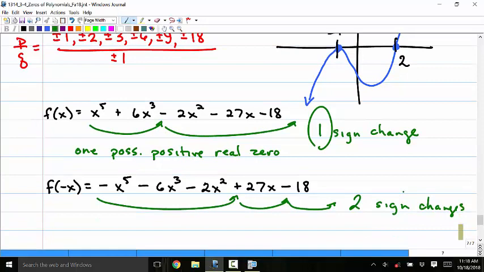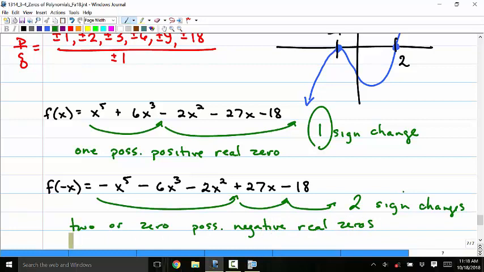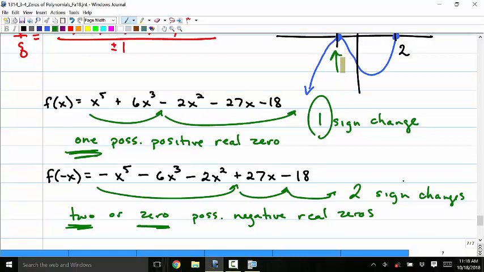So we can have 2 or 0 possible negative real zeros. Now, how many do we actually have? 2, because that's a multiplicity of 2. So do you want to see the sign chart on that one for Descartes? All right.